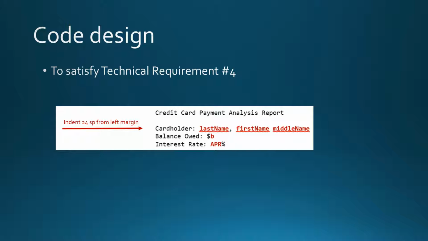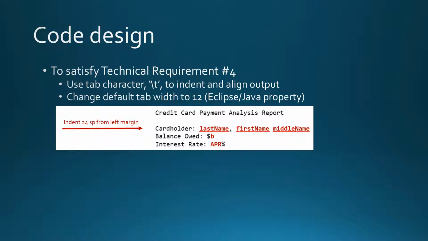To satisfy technical requirement number 4, that is, we're only allowed to use tab characters to affect spacing, we're going to use the \t, which is the tab character, to indent and align the output. And we're going to have to change the default tab width from 8 to 12. That's an Eclipse Java property, so we're not actually going to add code to do that. We're going to do something within the Eclipse environment to do that.